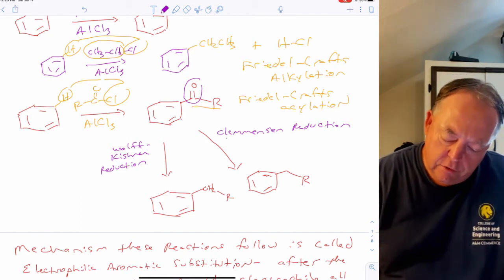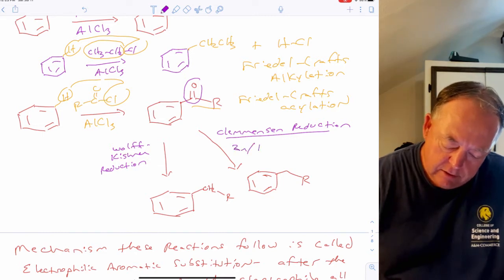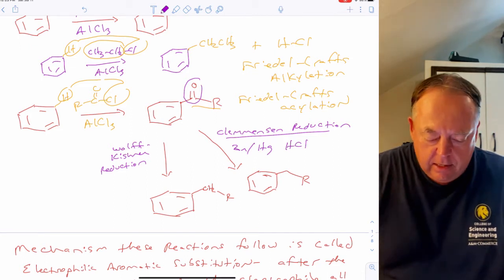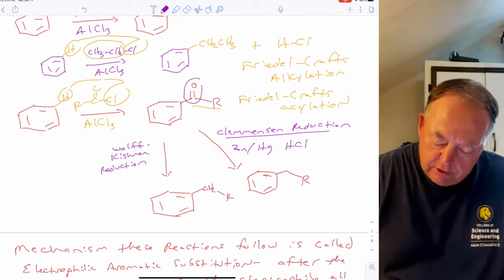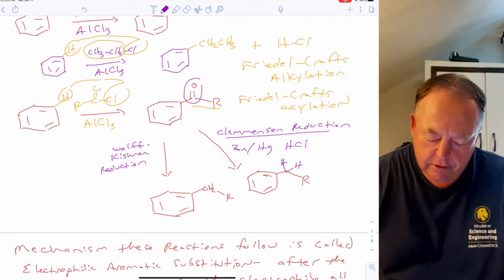One way to do that, the recipe for a Clemmensen reduction, is to use zinc and mercury and hydrochloric acid. That will take the C double bond O and reduce it all the way down to a CH2, so now you have an alkane on the ring.